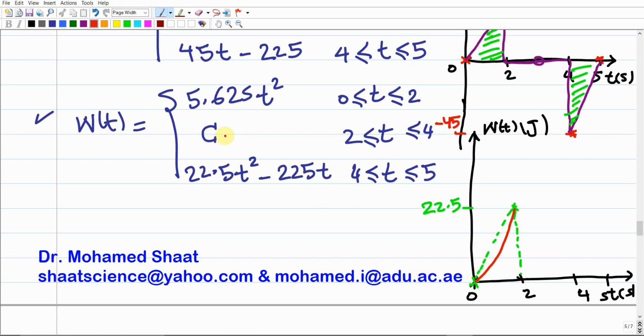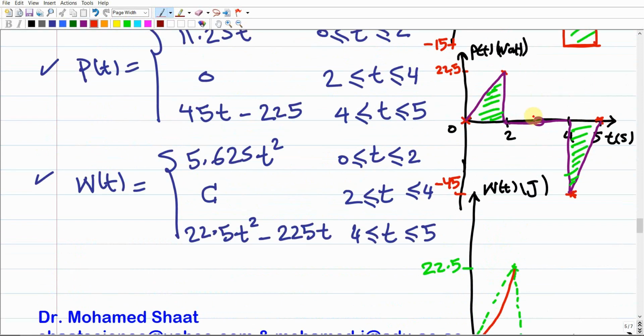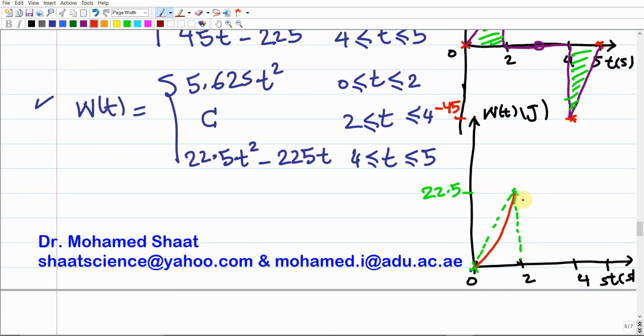So the second time period is just constant. For now, we have no clue how much this constant is. It's definitely going to be 22.5, because the energy curve should be continuous; it does not have a sudden drop in the power like we're going to have here. But anyway, you can skip this one for now and move directly to the third function.